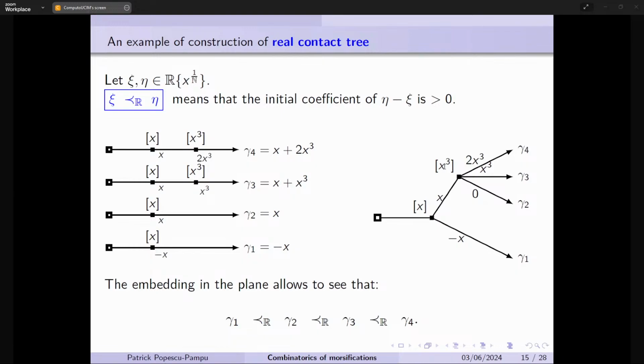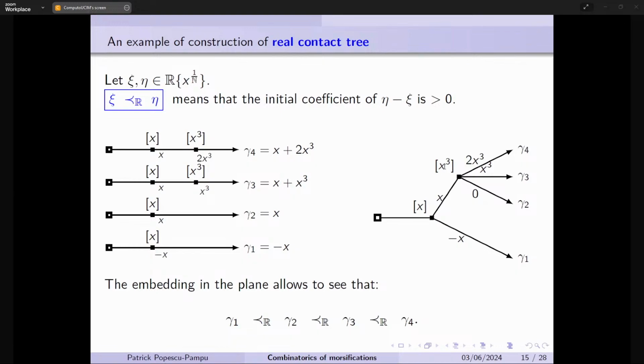We encode everything in this tree. Till here, they are the same. So we glue these 4 segments into one segment. And here appears the difference between x and minus x. These 3 are still the same till x cubed. And here at x cubed, you see the difference between them. So they are split. So after having unscrolled at the exponent 3, now we see that we have 4 distinct series. And in this way, for any number of series, you construct, in fact, a tree in the plane.